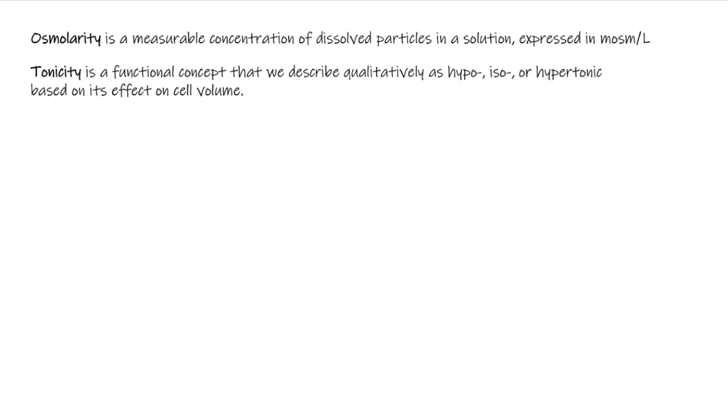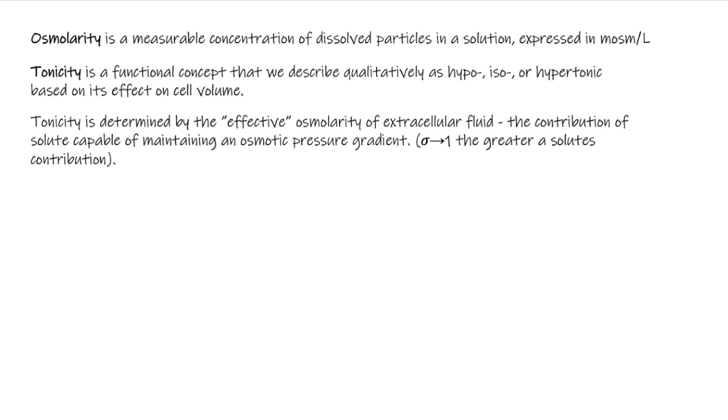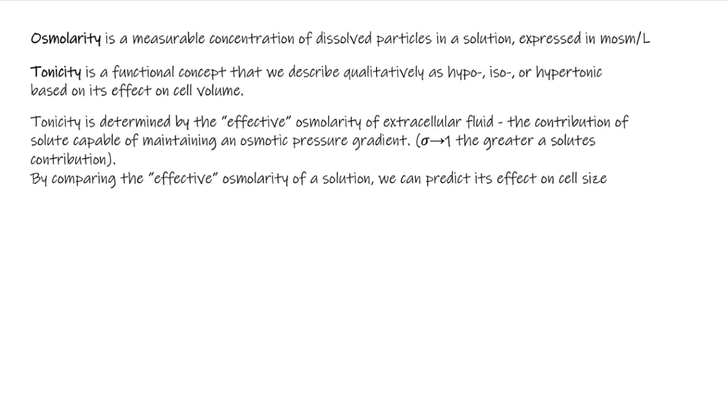Tonicity is a functional concept that we describe qualitatively as hypo, iso, or hyper based on its effect on cell size. Tonicity is determined by the effective osmolarity of the extracellular fluid. By that, we mean the contribution of solutes capable of maintaining an osmotic pressure gradient across the membrane. The greater a solute's reflection coefficient, the greater its contribution to that effective osmotic pressure. By comparing the effective osmolarity outside of the cell with that inside the cell, we can predict the direction of water movement and therefore its effect on cell size.